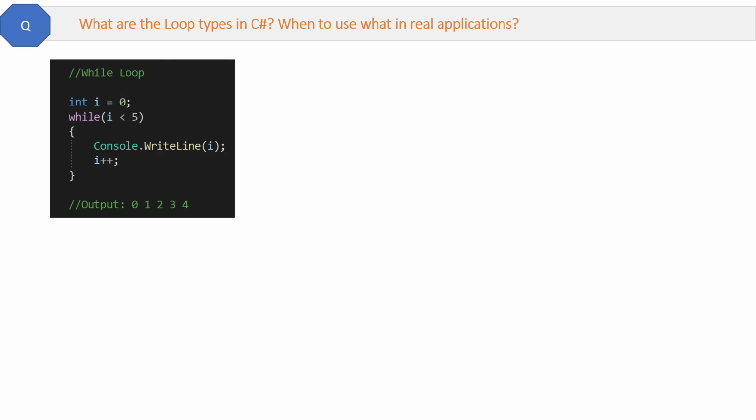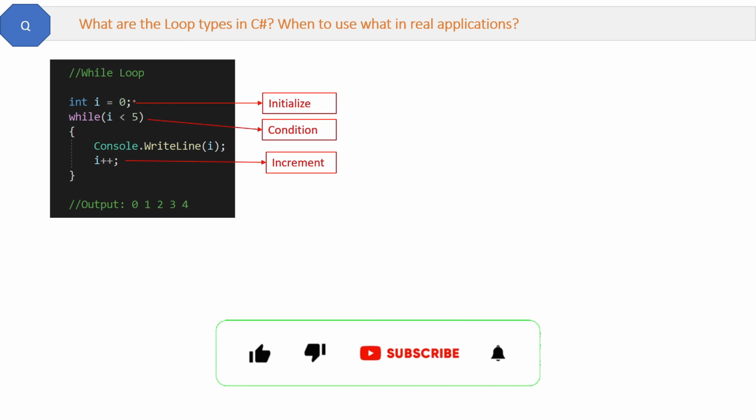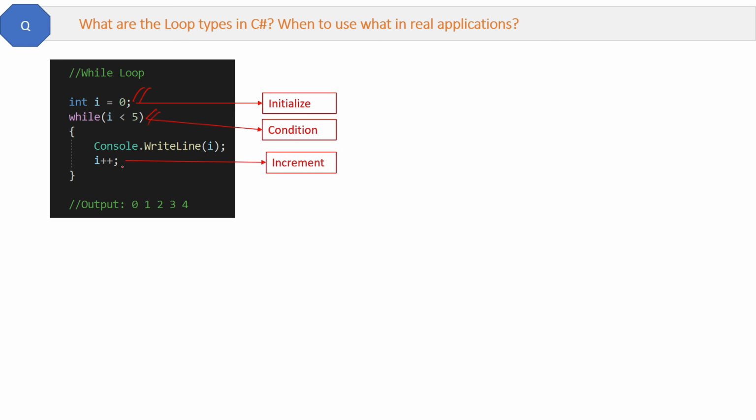First is the while loop. Here is the code block. First, initialization happens before the loop starts. Then the condition is set with the while keyword. And then after all the logic is performed, the increment has to be done inside the loop at the end. That's it, sweet and simple.